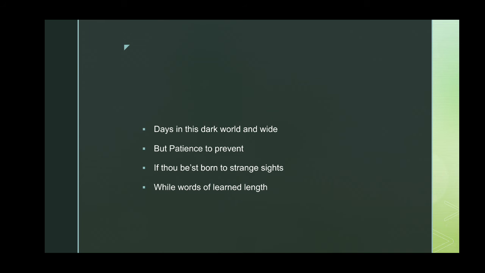Now, if you look at these examples: days in this dark world and wide, again D is repeating in days, dark; W is repeating in world and wide. But patience to prevent, again P is repeating. If thou beest born to strange sights, again S is repeating. While words of learned length, again in this line also, W and L are repeating.